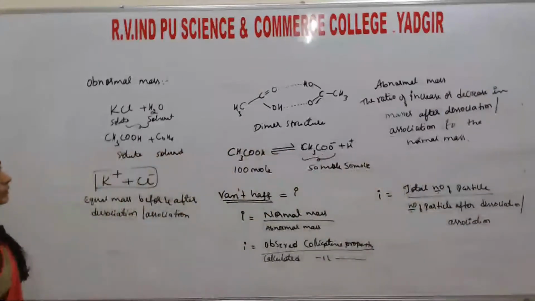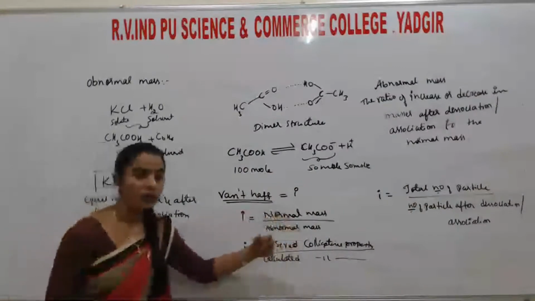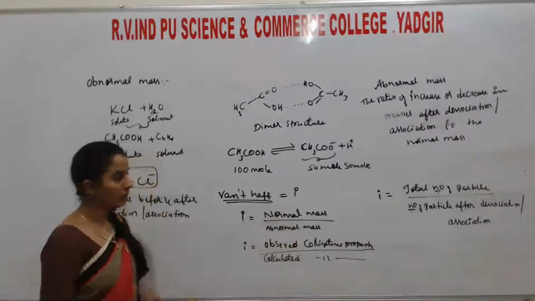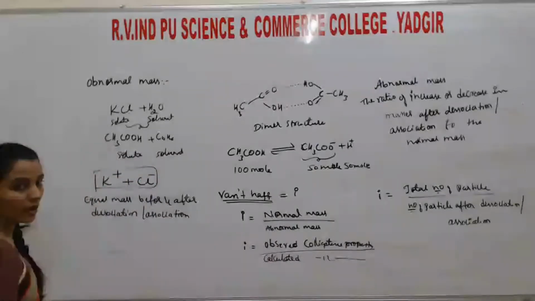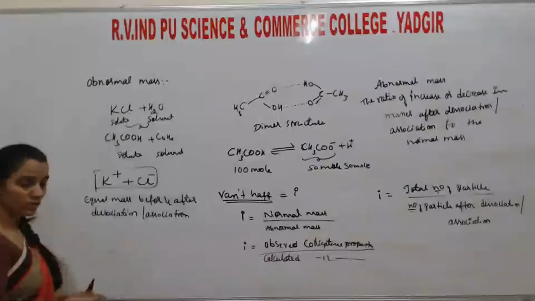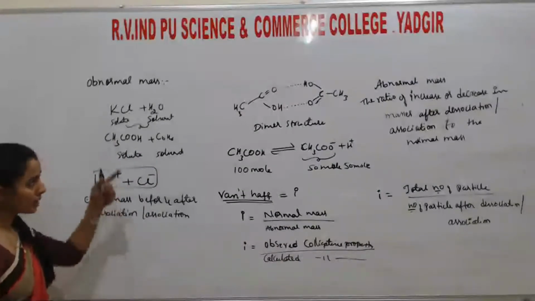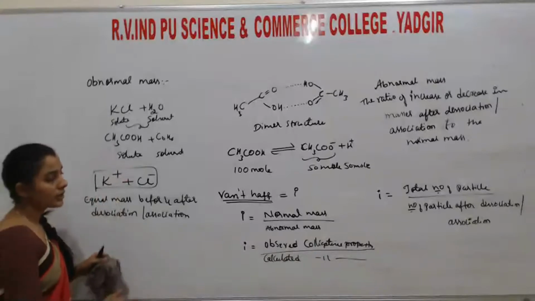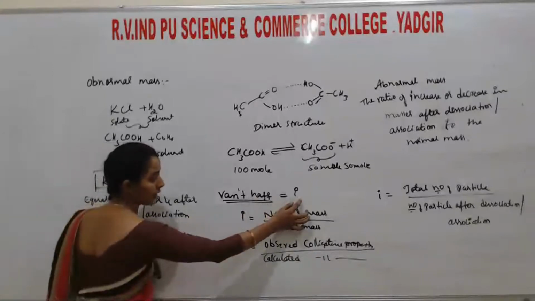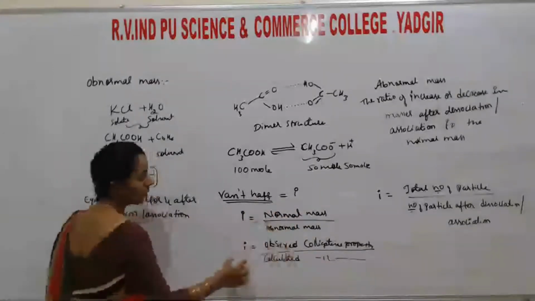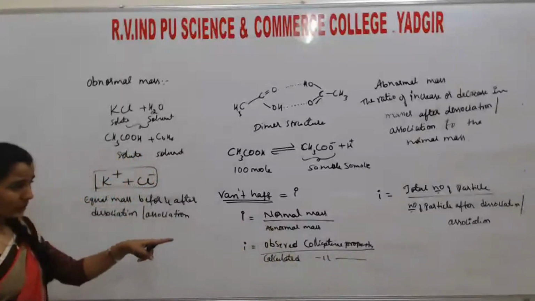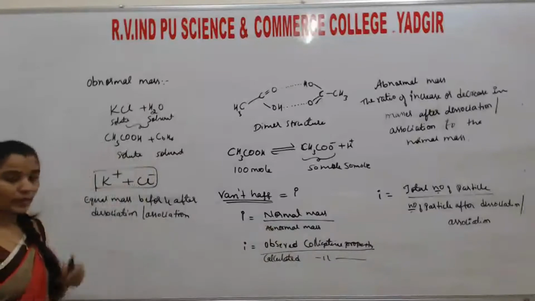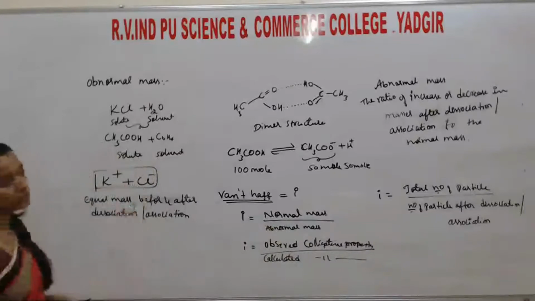So this is all about the Van't Hoff factor. Important for one mark. What is our Van't Hoff factor? This gives the abnormal mass. What is abnormal mass? The ratio of the increase or decrease in the masses of the substances after dissociation or association with respect to the normal mass is called the abnormal mass. That is explained by the Van't Hoff factor. i is the normal mass by abnormal mass, and the observed colligative property by the calculated colligative property.